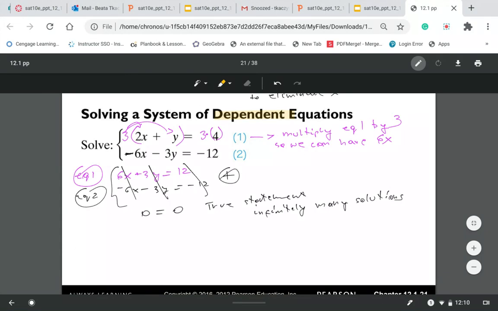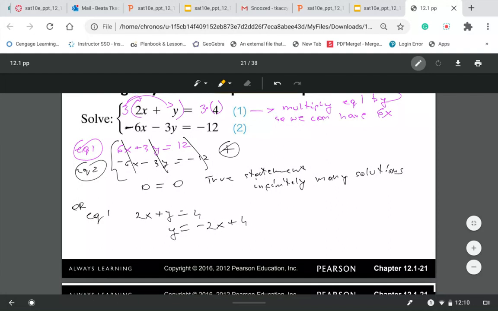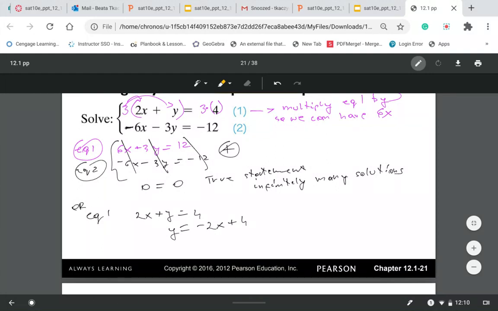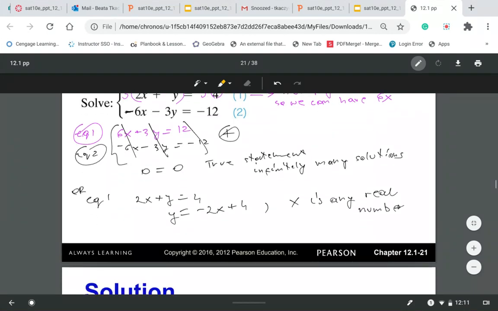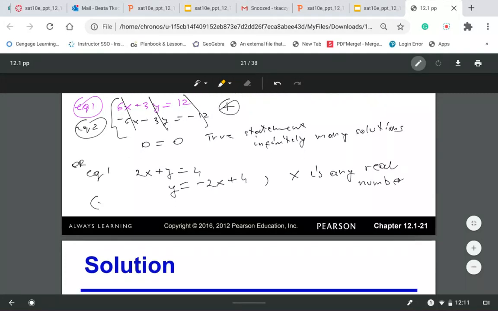So how can you express infinitely many solutions? There are a couple of ways. I'm going to work with original equation 1: 2x plus y equals 4. You can solve this equation for y, so y is equal to negative 2x plus 4. We can express y using x, and x is any real number. Sometimes they express a system which has infinitely many solutions that way.